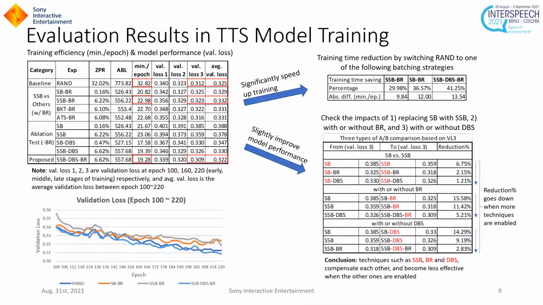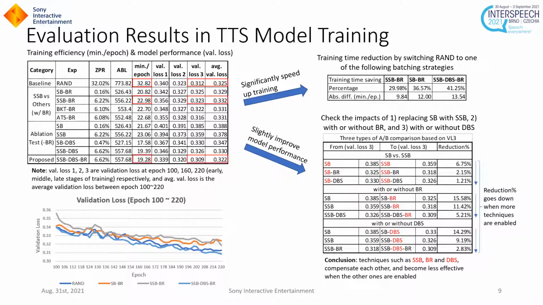We evaluated the semi-sorted batching along with other techniques such as dynamic batch size and batch randomization. Here in the first table, we list 4 types of batching evaluation experiments using the TDS model training setup. Besides the baseline experiment with random batching, an experiment of the proposed semi-sorted batching with dynamic batch size and batch randomization. We also compared the semi-sorted batching with 2 referenced batching algorithms, bucket batching and alternate sorted batching, and also the sorted batching with enabling batch randomization.